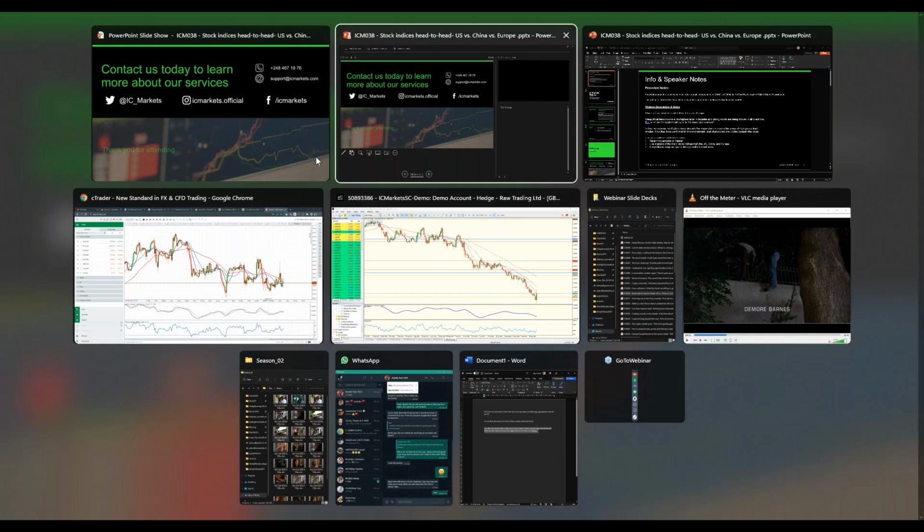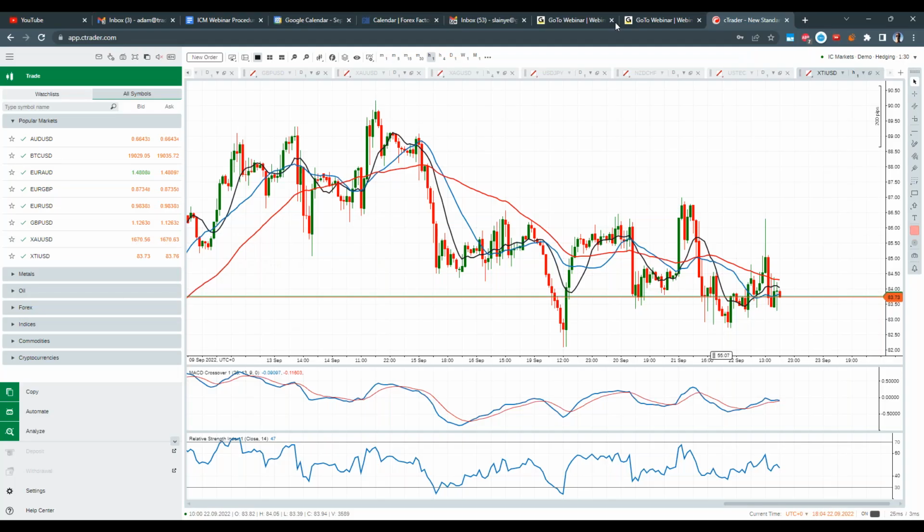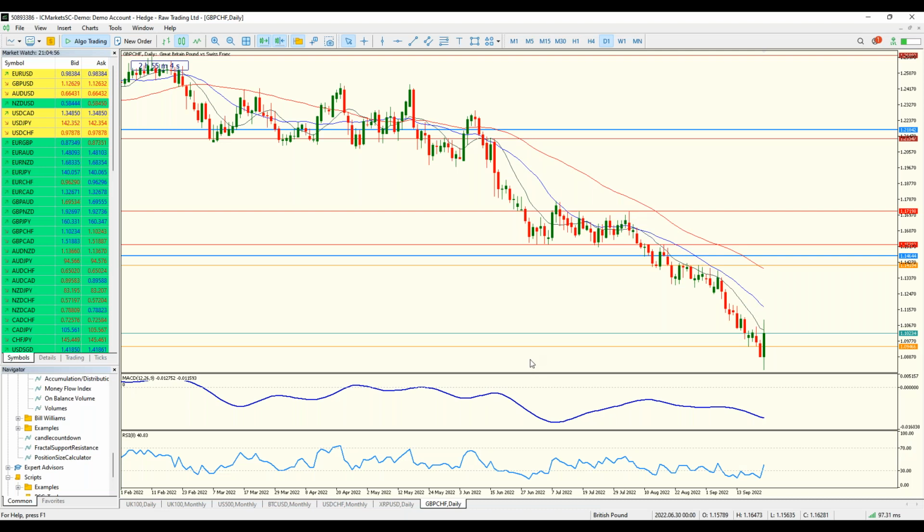So let's go across the platform. I've got the traditional platform, the browser version, open. I've also got the MT5 platform. So a couple of things I want to talk about very quickly today. We've had some really big moves.